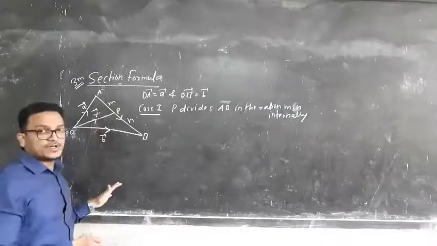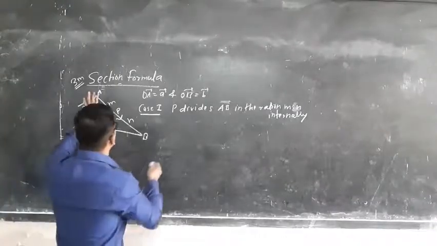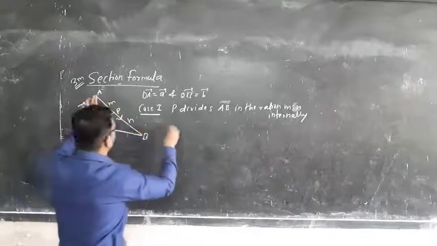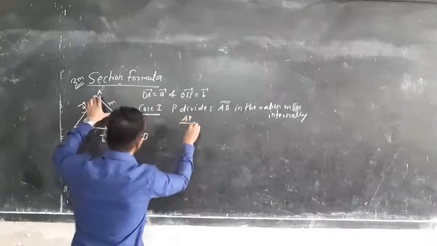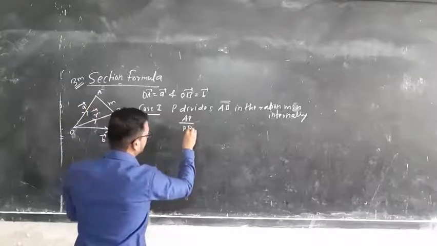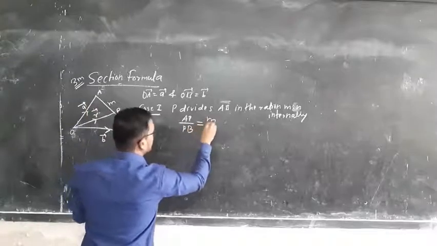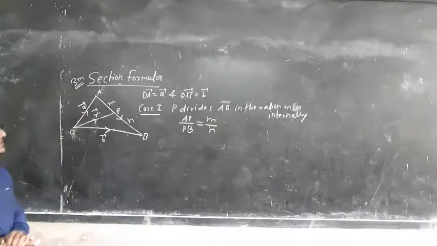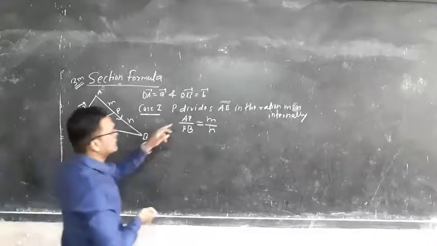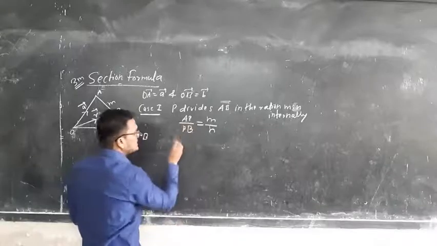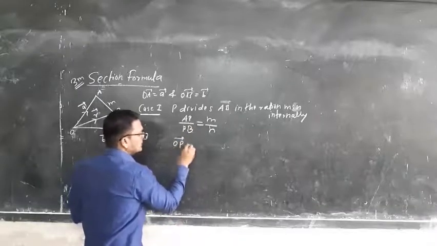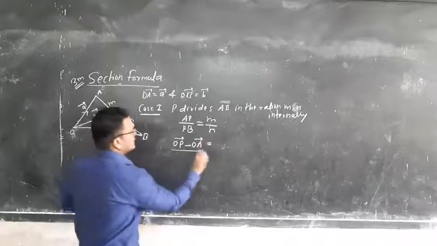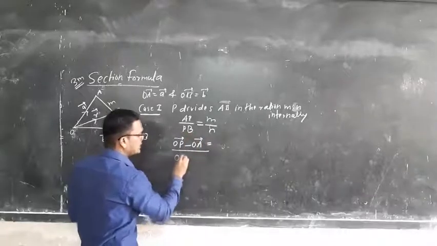From the figure, this is in this direction. Therefore I have to take the ratio AP upon PB is equal to m upon n. How to calculate this AP? That is OP minus OA, divided by PB, which is OB minus OP.